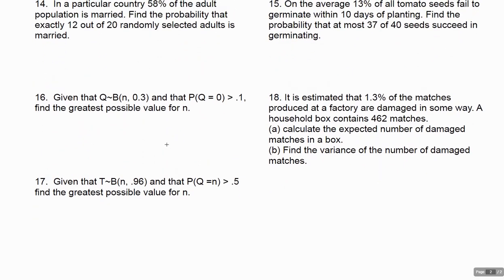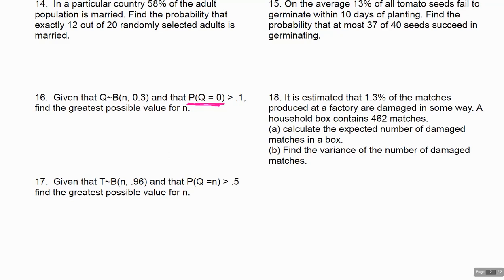Now, go down here and take a look at number 17. Well, look at number 16. What are they talking about in this case? The probability of it being 0 is greater than 0.1. But in this case, this is the probability of x equaling 0. So I don't need to do 1 minus anything. I'm just going to do this straight across. Does that make sense?